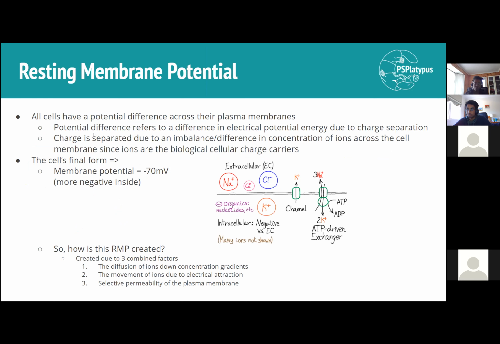And that's going to cause a certain attraction of charges in one direction. It's better explained with positive and negative charges. Since there's going to be a degree of attraction between charges, you're going to want the charges to move together. And that is produced by an imbalance of ions across the cell.